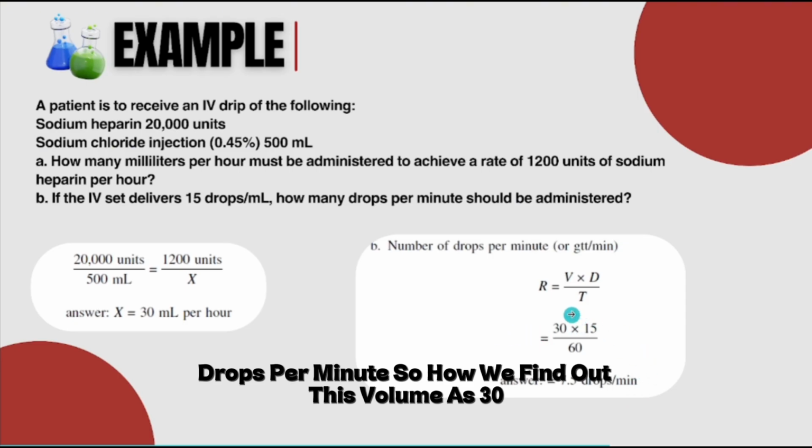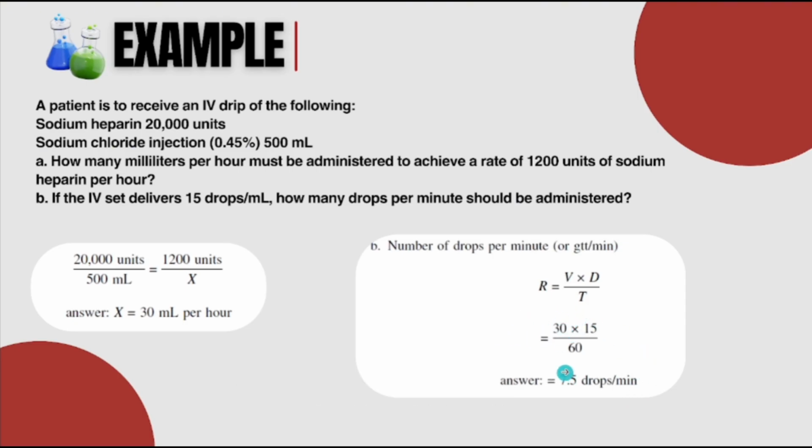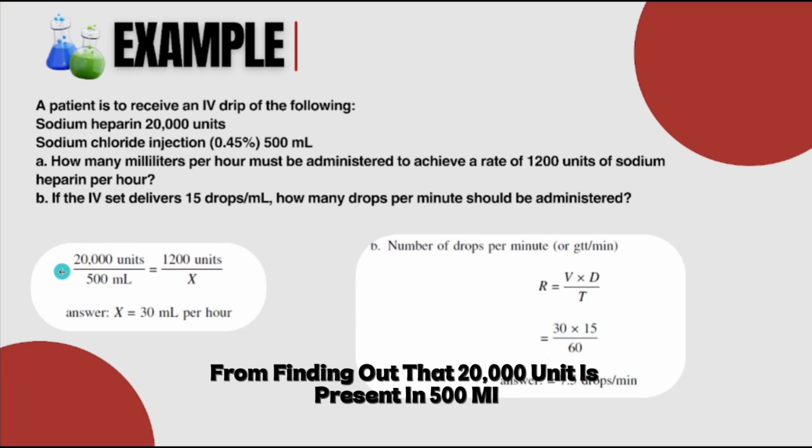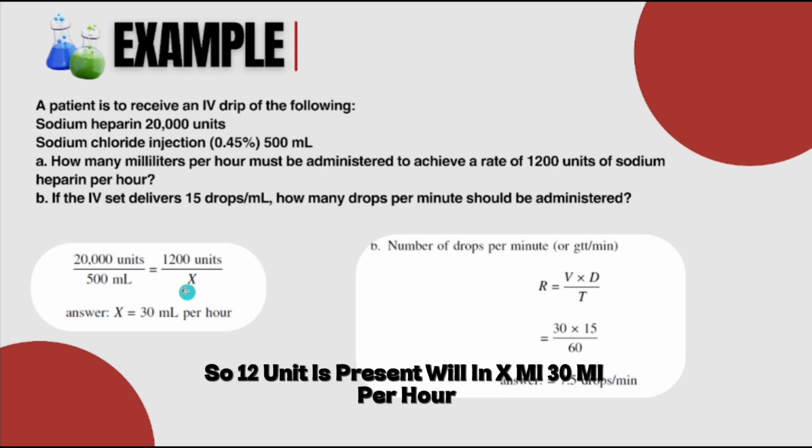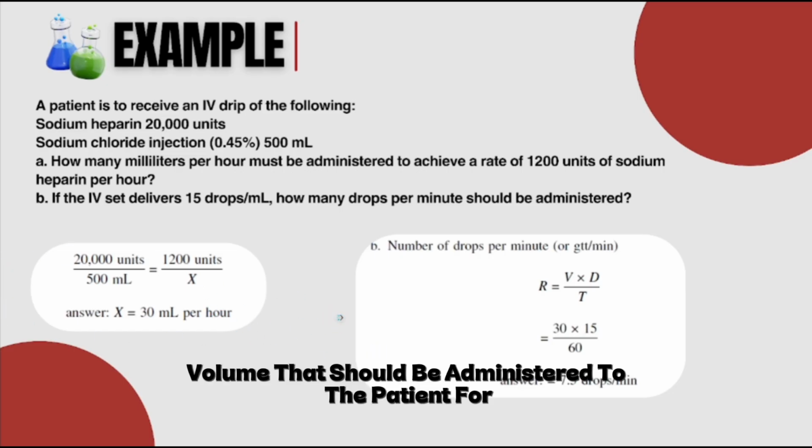So how do we find this volume as 30? From finding that 20,000 units is present in 500 ml, so 1200 units is present in x ml. 30 ml per hour is the volume that should be administered to the patient.